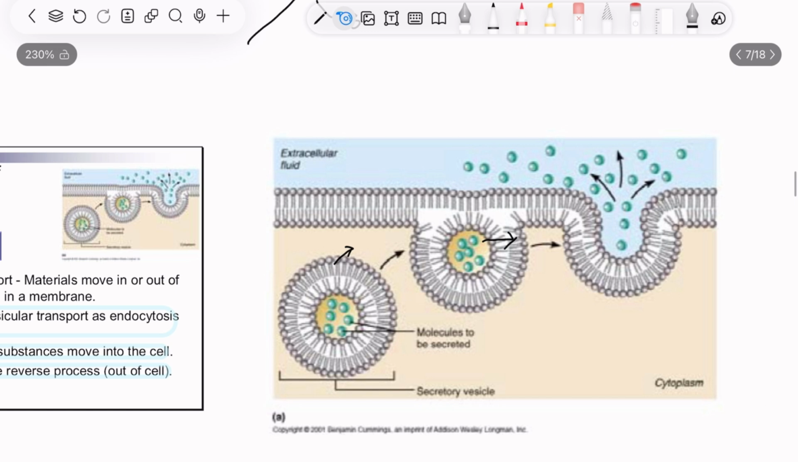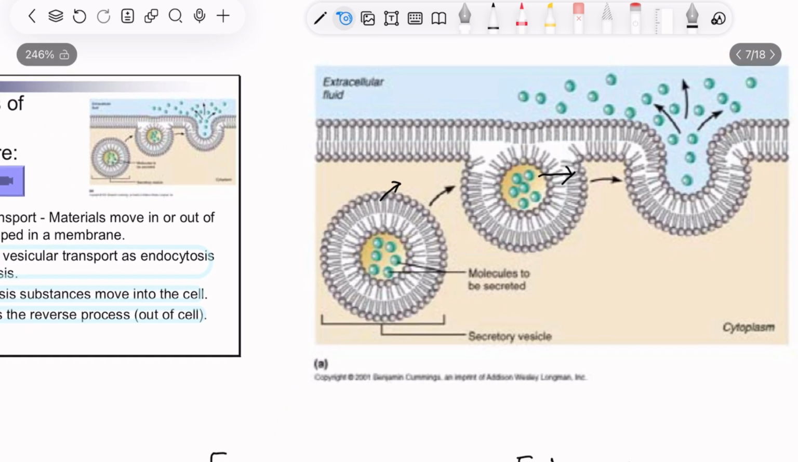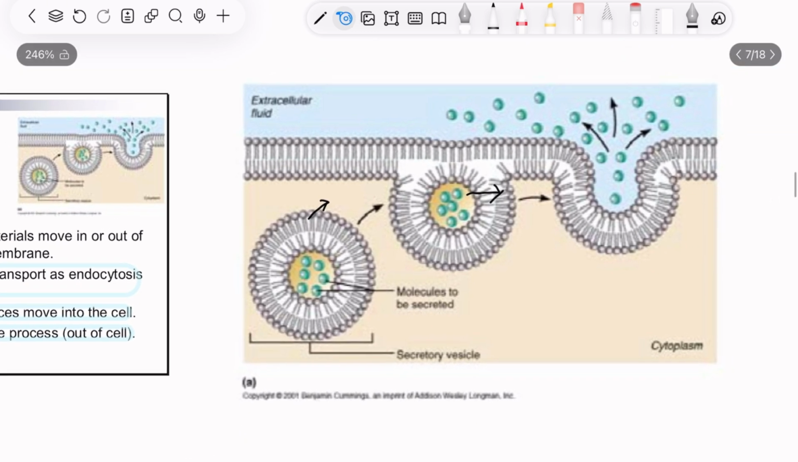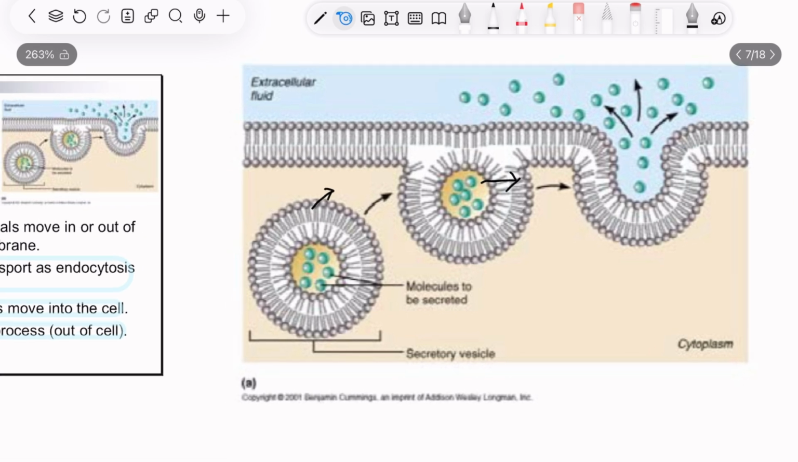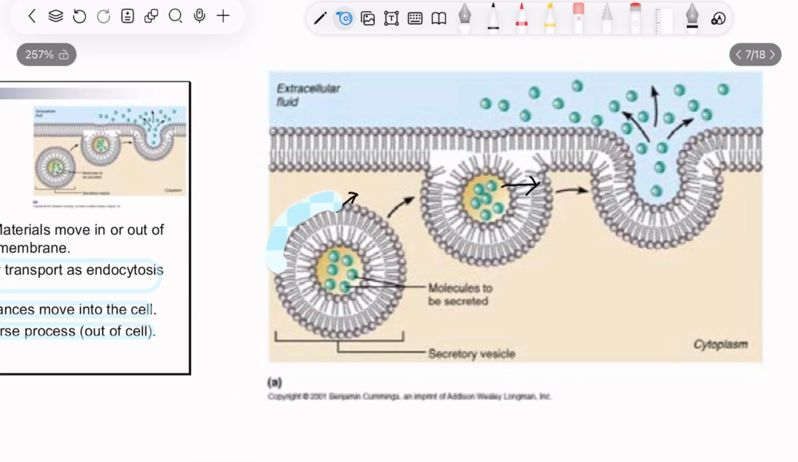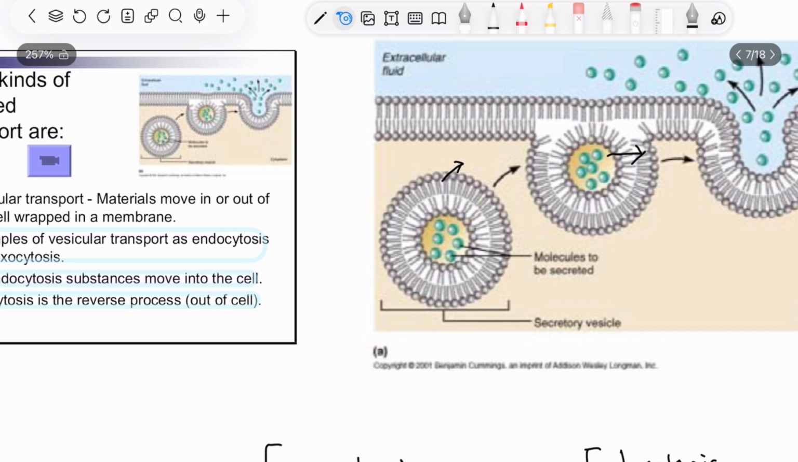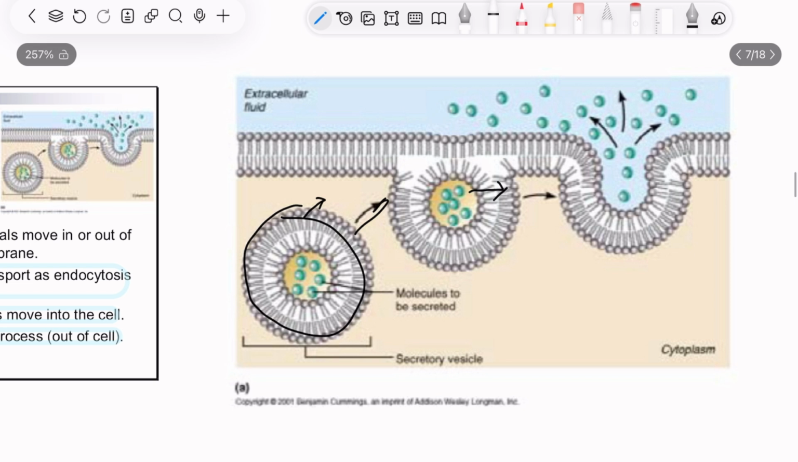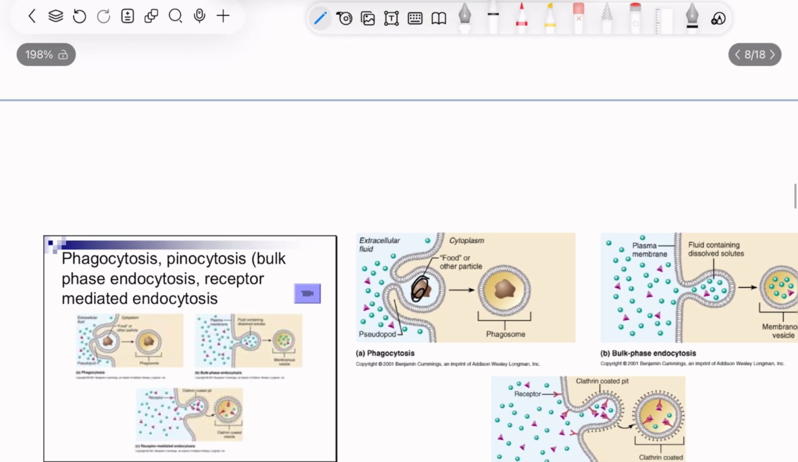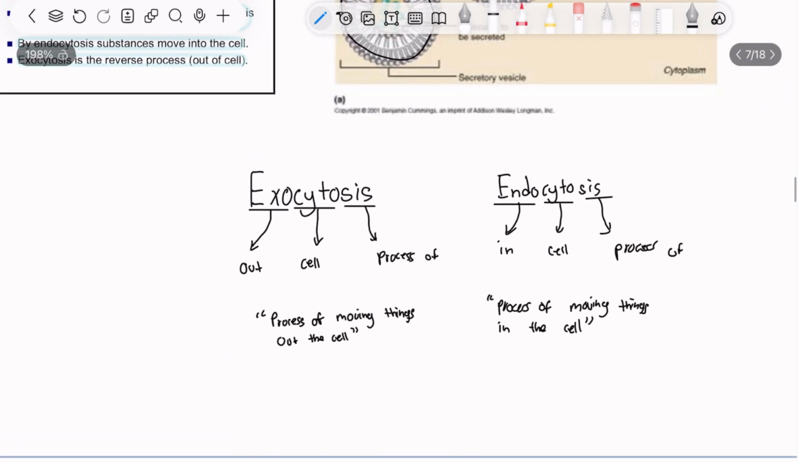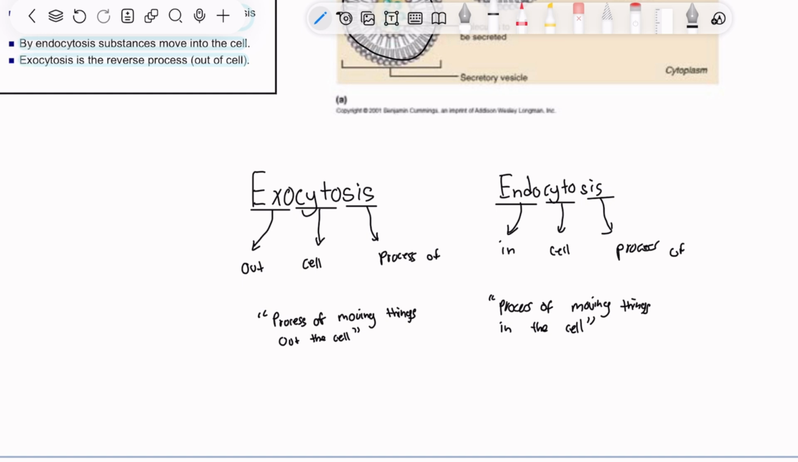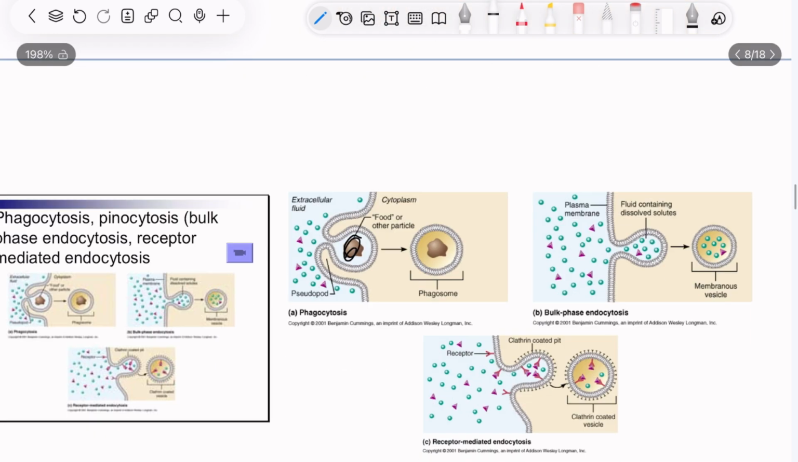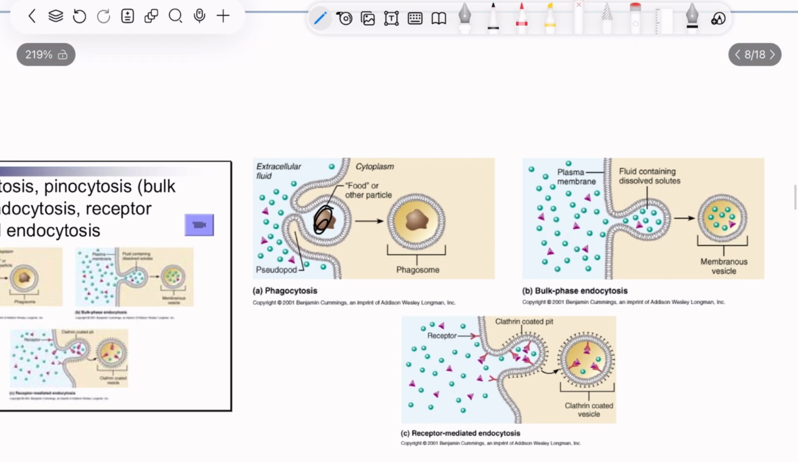So if you look at the image provided, what's happening here is exocytosis. And how do I know that? Well, the image shows that it's moving out of the cell. As you can see, it is wrapped in the membrane, where it goes to the phospholipid bilayer to be released, like that. And now the rest over here are all endocytosis. Again, endo meaning in, cyto meaning cell, osis meaning process of moving things into the cell. So these three images are all endocytosis.